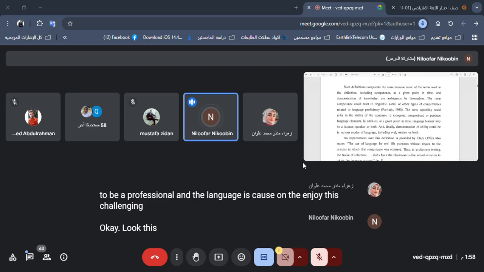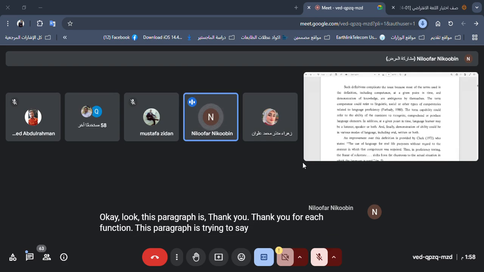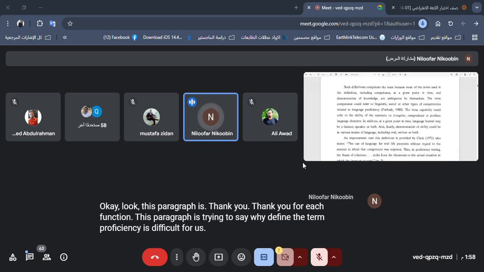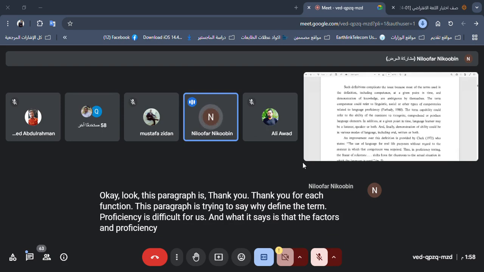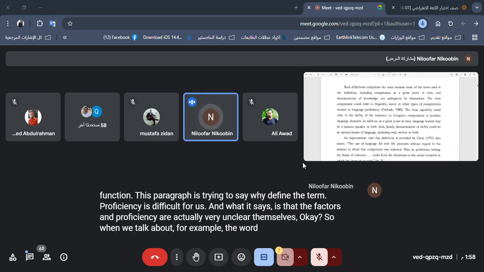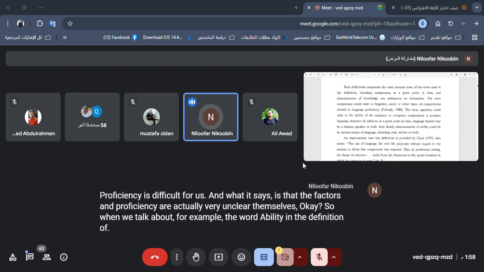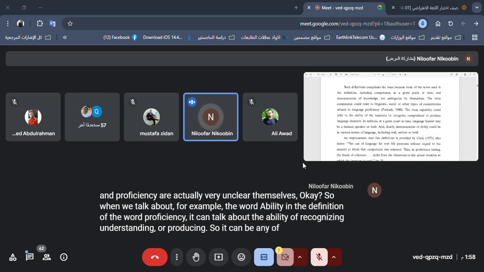Okay, look, thank you for your explanation. This paragraph is trying to say why defining the term proficiency is difficult for us. What it says is that the factors in proficiency are actually very unclear themselves. So when we talk about, for example, the word capability in the definition of proficiency, it can mean the ability of recognizing, understanding, or producing. So it can be any of these three.